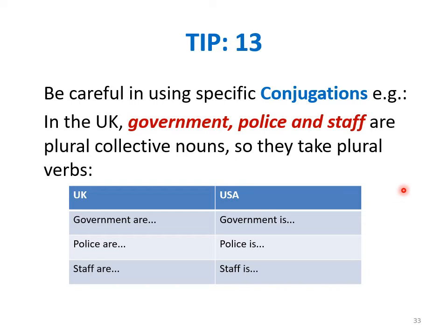Tip number 13, be careful in using specific conjugation. For example, you have to be very consistent. In the UK, government, police and staff are plural collective nouns, so they take plural verbs. For example, in the UK they say government are, not government is, which is the usage in the United States. Police are in the UK, police is in the USA, staff are, staff is. So this is the difference. These are just three examples. You can research that. It's not wrong to use either USA or UK English, but whatever you use should be consistent.